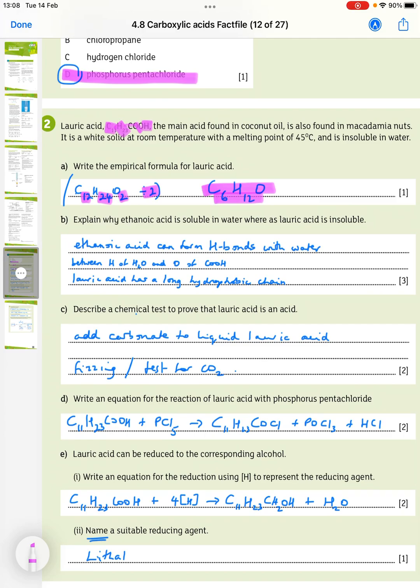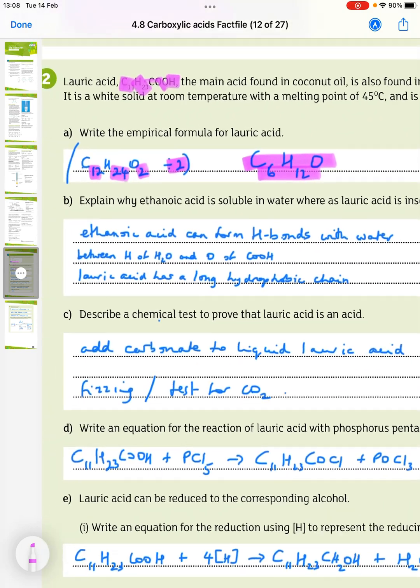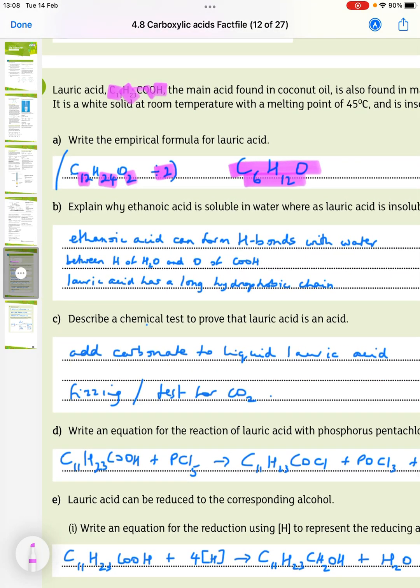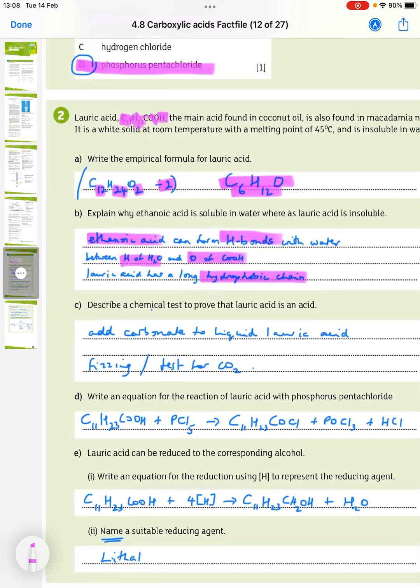Now, then we have to explain why ethanoic acid is soluble in water, whereas lauric acid is insoluble. So the main marking points are the fact that ethanoic acid can form hydrogen bonds with the water, and those bonds are between the hydrogen of the H2O and the oxygen in the carboxylic acid group. Now, lauric acid, because it has a longer chain and it's 12 carbons long, that chain becomes very hydrophobic. So the hydrophobic chain means it's insoluble.